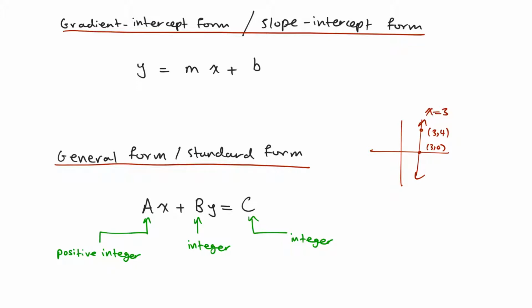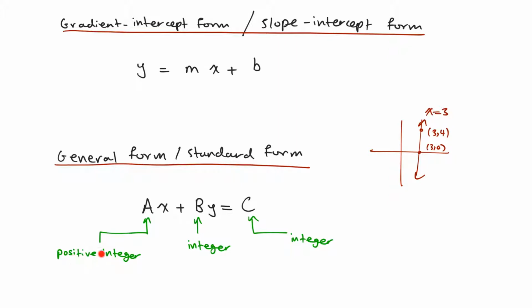Another form of equation that we have is called the general form, or sometimes the standard form, and it's often written as ax plus by is equal to c, sometimes written as ax plus by minus c is equal to 0, but we're going to stick with this form over here.